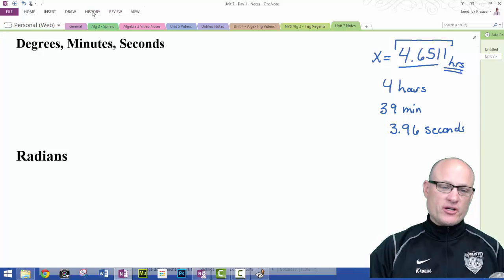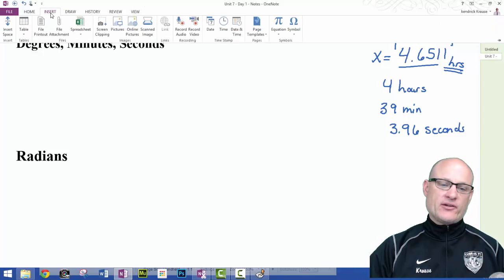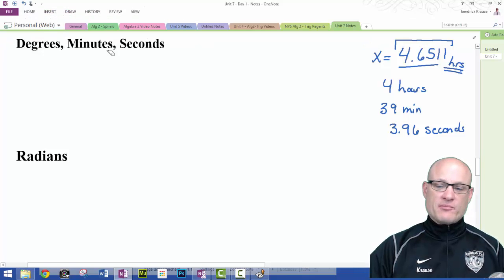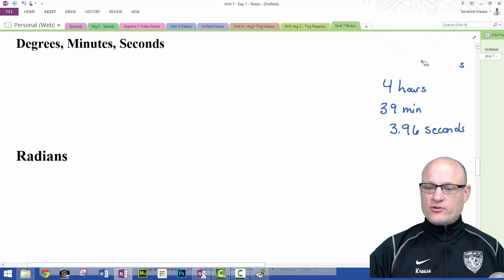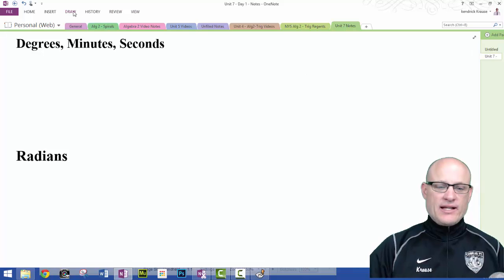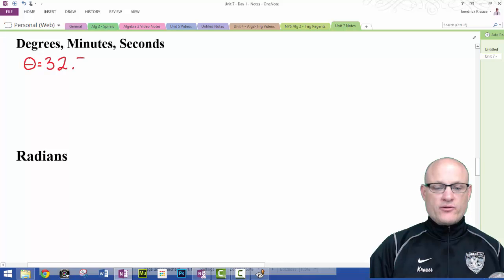Well, the good news is you're probably excited to hear this. Although we do have to do this in mathematics, your calculator will do it for you. So let's say I had an answer where theta turned out to be equal to 32.7419, and I would like to convert that to degrees, minutes, and seconds.